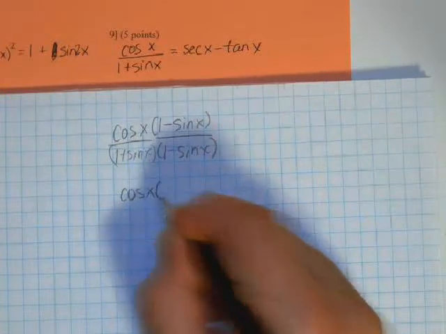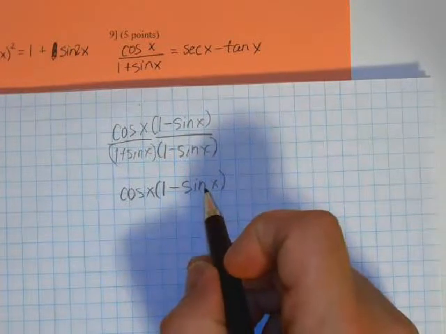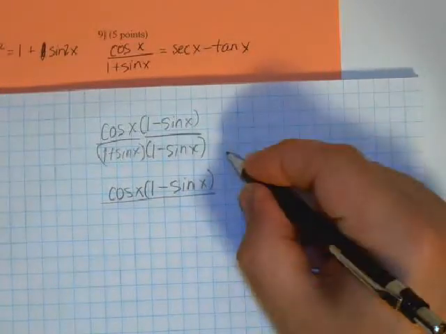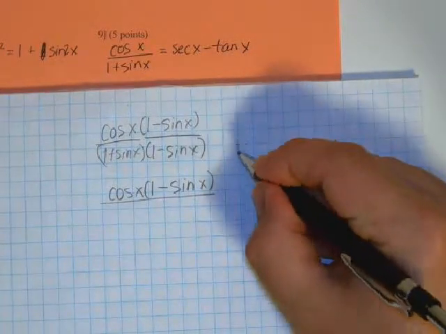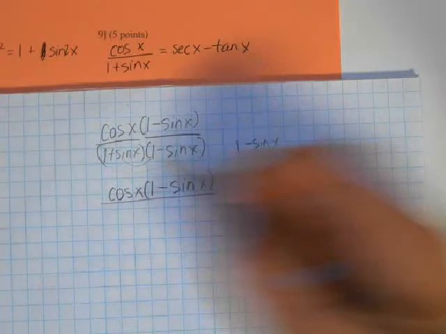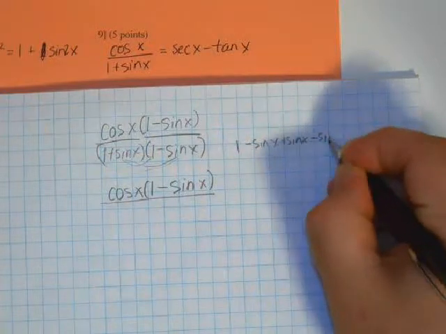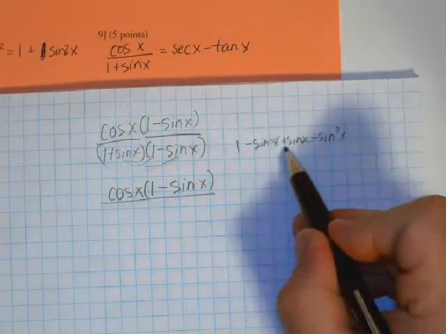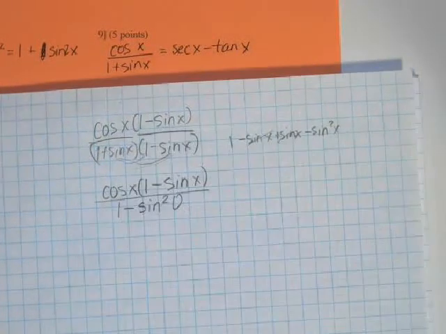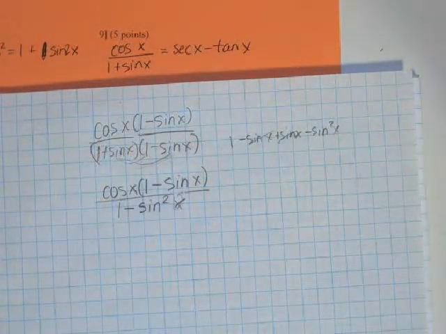So on the top, I'm just going to leave that as cosine x times 1 minus sine x. I don't like to distribute until I know I have to. Now, for the bottom, and I'll just show this off to the side, you get 1 times 1, which is 1, minus sine x, plus sine x, minus sine squared x. So notice that the sine x's cancel out, and I get 1 minus sine squared x.